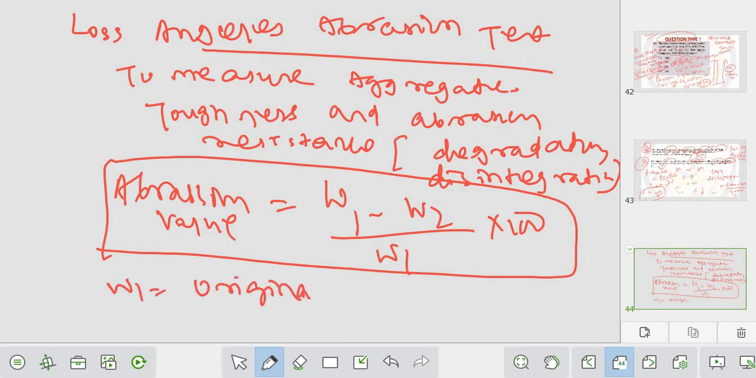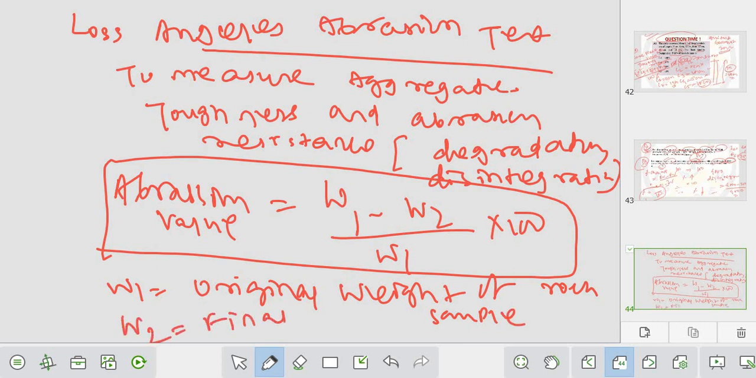सैंपल का ओरिजिनल वेट of rock sample. W2 क्या होता है? फाइनल और आफ्टर द टेस्ट, okay? और आफ्टर टेस्ट फाइनल वेट of rock sample. So that's all. So this is the Los Angeles abrasion test.